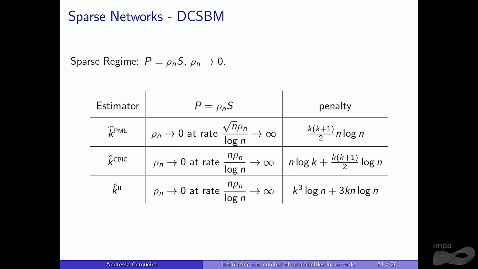The BIC penalty would be what in this case? Sorry. The BIC in this case will be k squared n log n. K squared? Yeah, because the number of parameters would be like k squared n. Yeah.